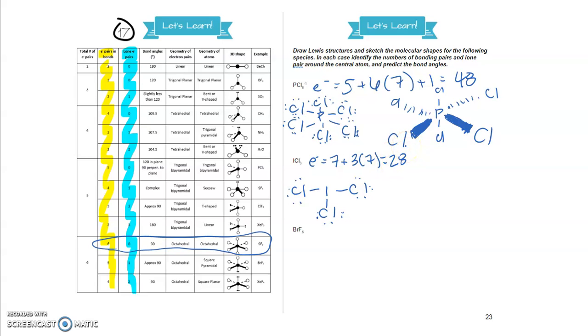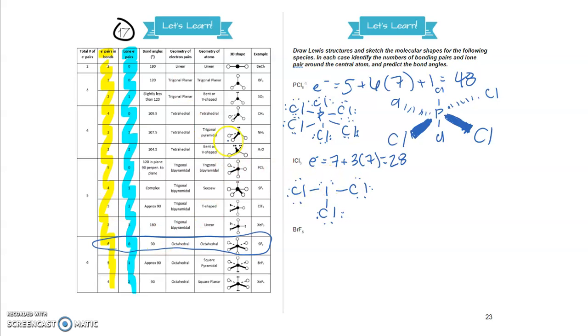Now I'm going to put them on the middle, and here's why. All of the Cls already have the right number of dots. We do not want to add any more dots to the Cl. If we did, then that means they don't have 8, and everything's looking for that octet, the octet rule of 8. So the only place they can go is on the middle. Okay, so they're both going to go on the I. Now I count them again, I'm going to get 28, which means I'm good to go because that count matches. And that's why we always check our counts, because sometimes there'll be extras that have to go in the middle.